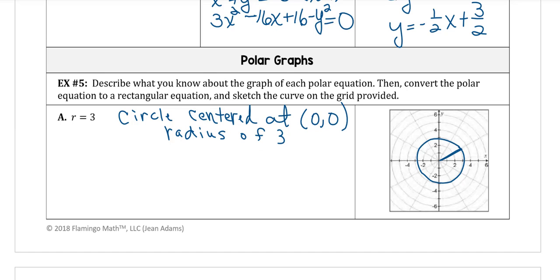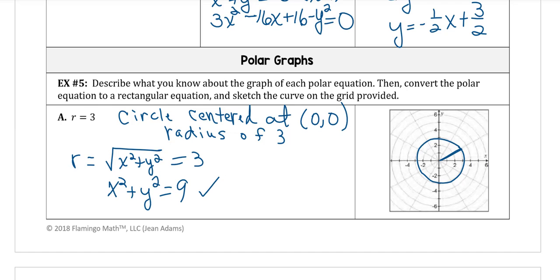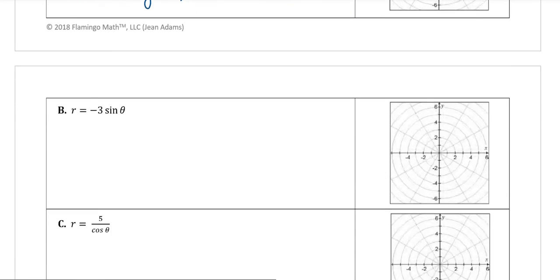So if I convert it, that's what I should get. So r is equal to the square root of x squared plus y squared, and that equals 3. So if I square both sides, I get x squared plus y squared equals 9, which is exactly what I expected. Okay, next one.